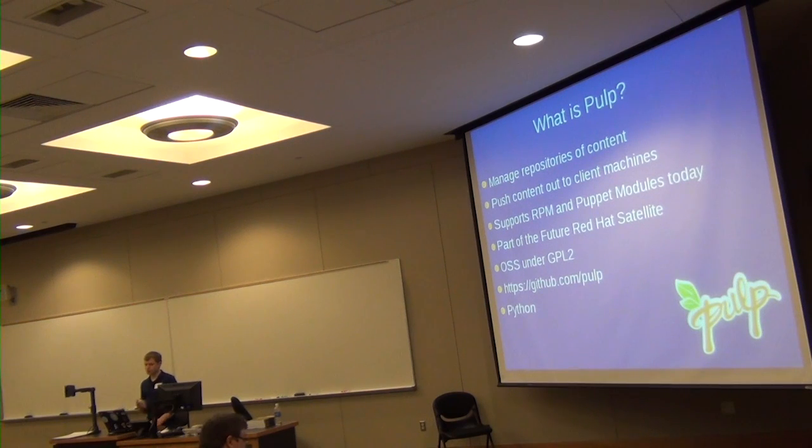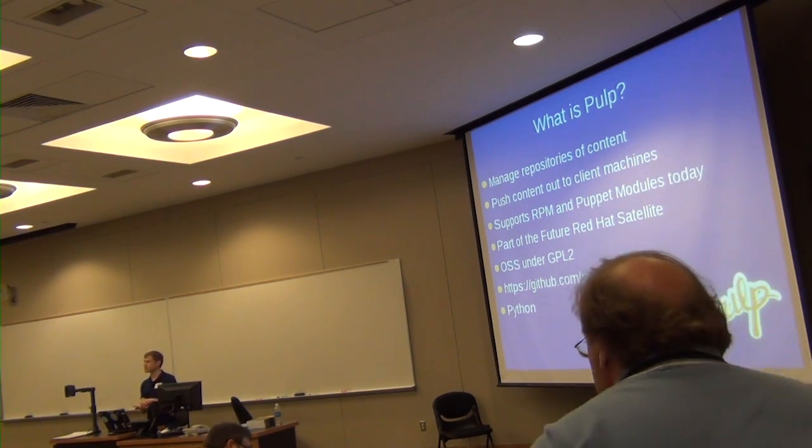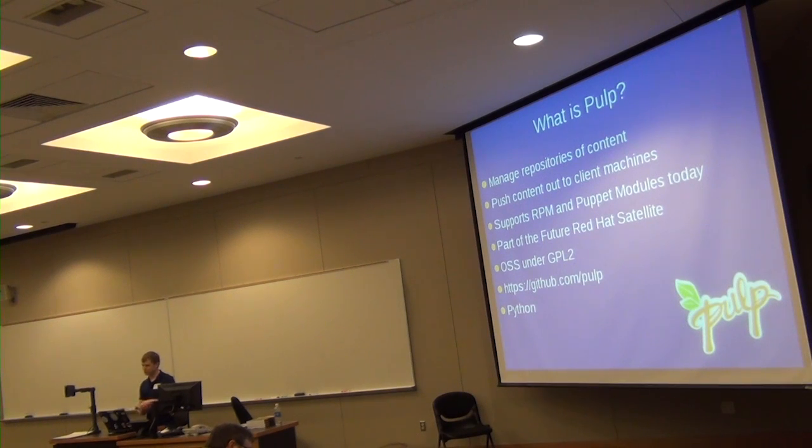So the two primary functions that Pulp serves are to manage repositories of content, something like a local forge of your own Puppet modules or a Yum repository, and then to be able to push that content out to client machines. We have an agent that runs and a relationship that happens there that we'll see a little bit more in a few minutes. Today we have RPM and Puppet module support. We'll be adding some more things to that.